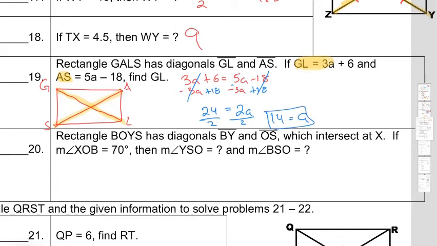Now, that's important. That's not my answer. That's important because they're asking me to find GL. GL was given to me as 3A plus 6. At the moment, I didn't know what A was, but I just found out what A is. And so I'm going to substitute my value of A in for A. So we have GL is equal to 3 times A, which we just found, and we're going to add 6. And so 3 times that, add 6, gives me GL.